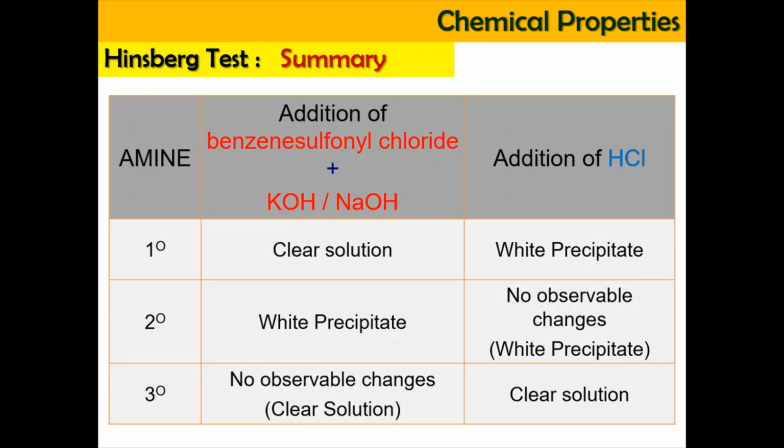For the summary, I have written it here. For step number 1, for the primary amine, when it is added with benzene sulfonyl chloride with KOH or NaOH, first we're going to produce a clear solution. But in step number 2, when we add HCl, a white precipitate is going to be formed, so CW. However, for the secondary amine, we're going to get a white precipitate, and the white precipitate remains when we add the HCl. For tertiary amine, doesn't matter aliphatic or aromatic, what we're going to get is a clear solution. After addition of HCl, we're still going to get a clear solution.